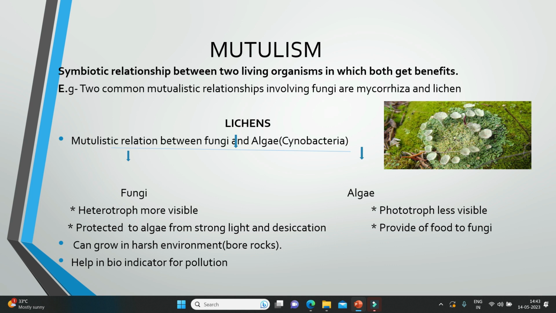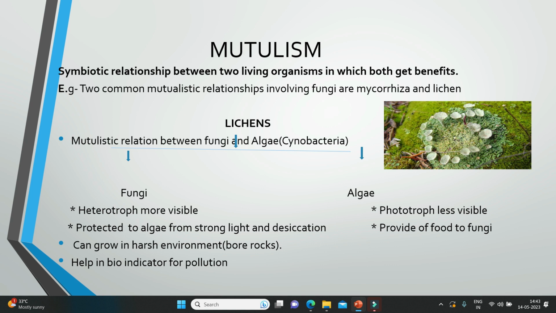Mutualism is a symbiotic relationship between two living organisms in which both get benefits. Two common mutualistic relationships involving fungi are mycorrhiza and lichen. Let us study lichen first. It is a mutualistic relationship between fungi and algae, that is cyanobacteria. We can differentiate and study this.